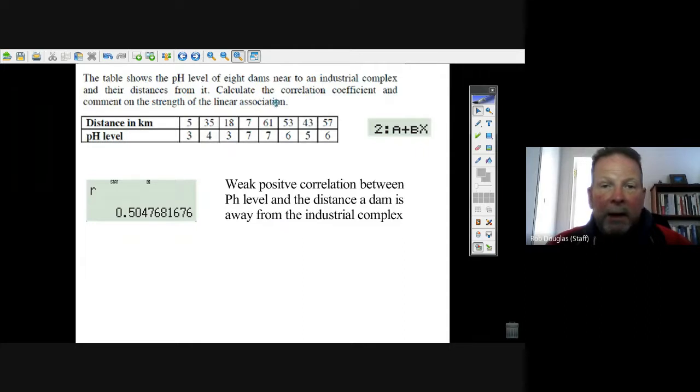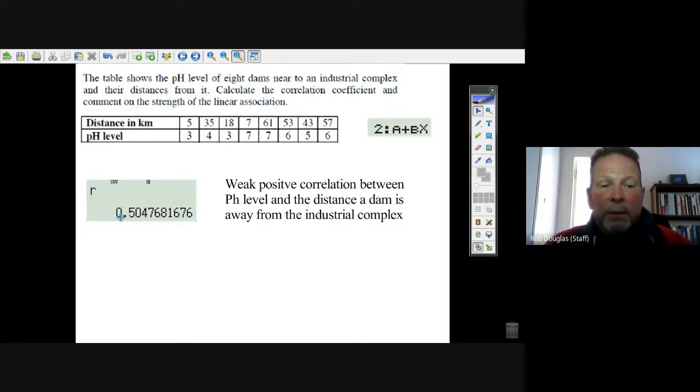They ask, calculate the correlation coefficient and comment on the strength. Well, I just put in all the data, then I pressed AC, I cleared it, then I went shift stat and I hit regression, REG, and then I hit, I think, the number that's got a little R there, and out came 0.504.